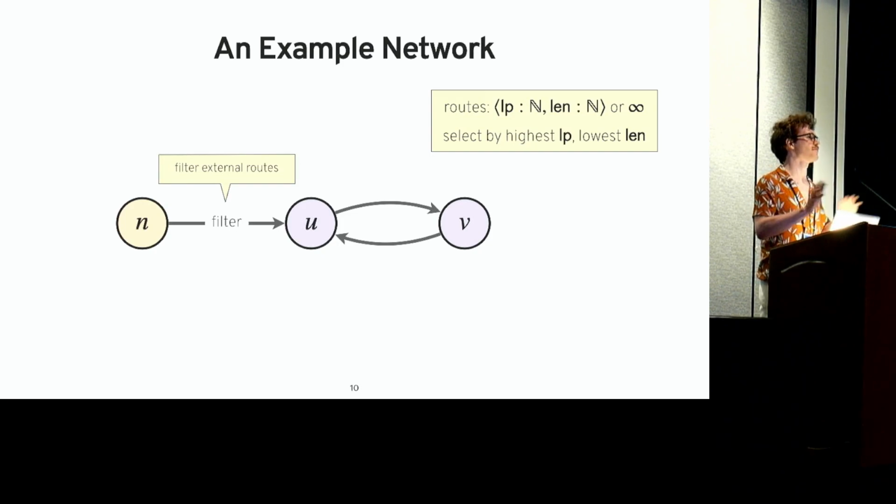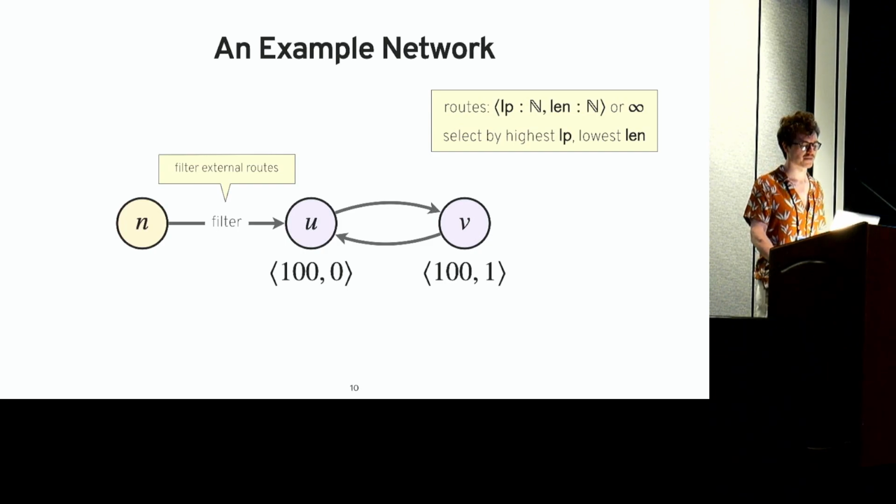We're just going to imagine that we filter those routes out for this example. U will start with an initial route of local preference 100 and path length 0, and it's going to send that to its neighbor V. We'll imagine that the local preference doesn't change, but the path length increases. So V is going to start with no route. And you can all see that by the time the system converges, it's going to end up with a route with a path length of 1 and local preference 100. Pretty straightforward. But let's see what happens when we try to modularly verify this system.